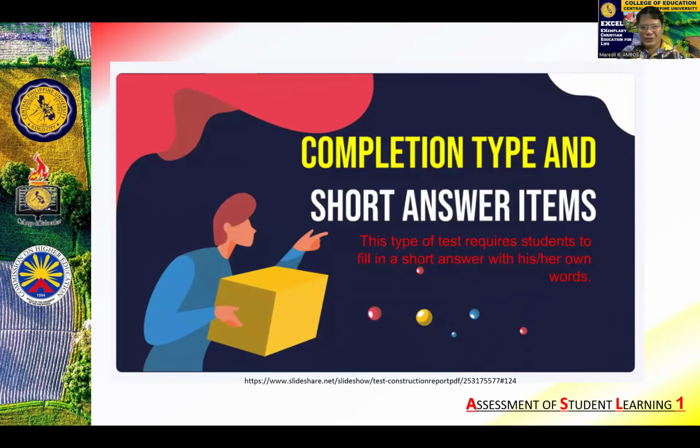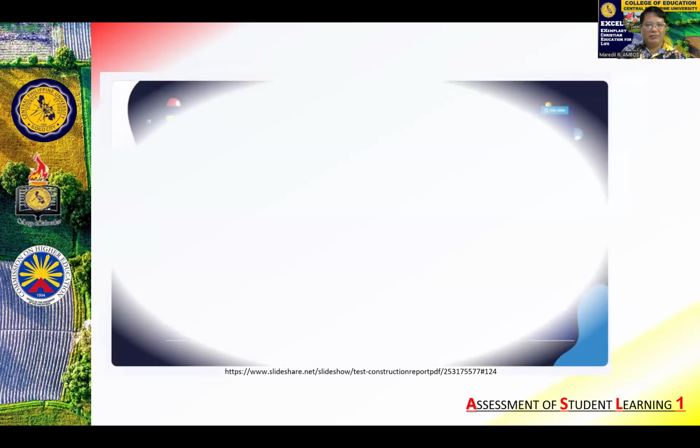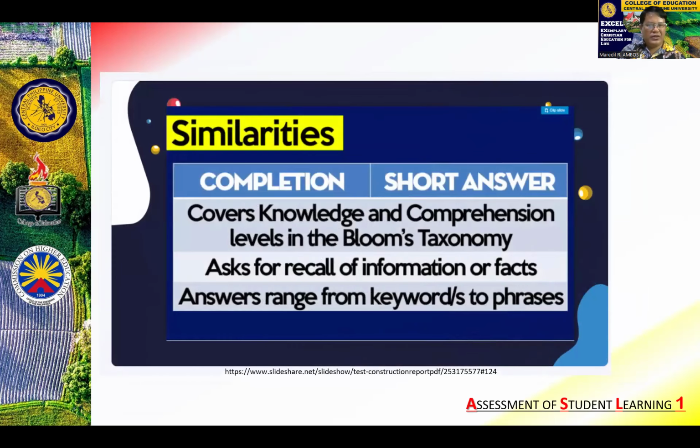The next is the completion type and the short answer item. This type of test requires students to fill in a short answer in his or her own words. We have the similarities between completion and short answer. They cover the knowledge and comprehension levels in Bloom's taxonomy, they ask for recall of information or facts, and the answers range from keywords to phrases.